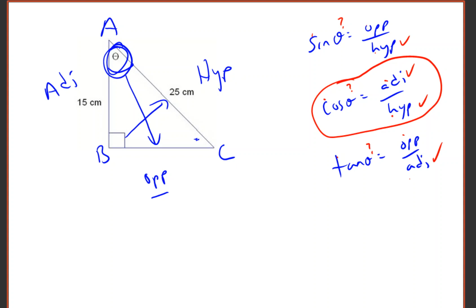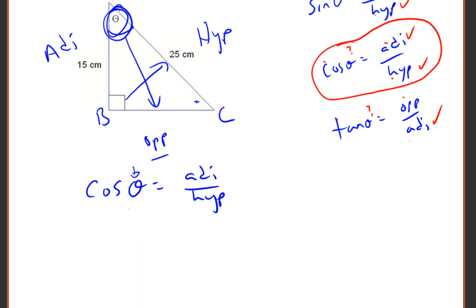So that's the formula I'm going to pick, and I'm going to go ahead and write it down again here. Cos theta equals adjacent over hypotenuse. Important, I do need to have an angle there. Some people try to write cos equals adjacent over hypotenuse. Be careful, it's not. So then I've got cos theta equals, and I'm going to substitute: instead of adjacent I've got 15, instead of hypotenuse I have 25.